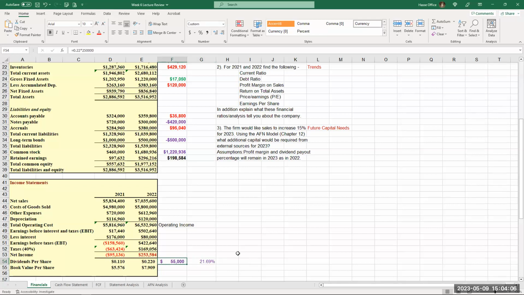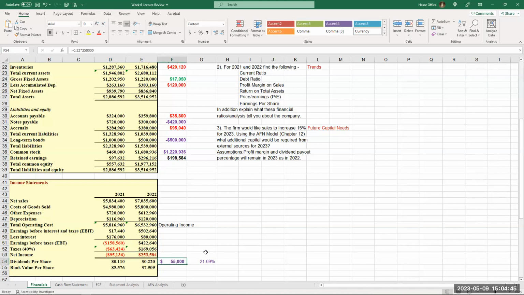So when the company closed their books, they take their net income and subtract out dividends. That is $198,584 of retained earnings after the close of the books for year 2022. And notice our delta in retained earnings. It was $97,632 in 2021. In 2022, after we closed the books of this company, it's $296,216, a delta of $198,584, which is the difference between profits and dividends.